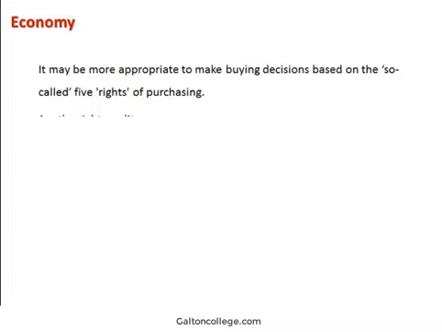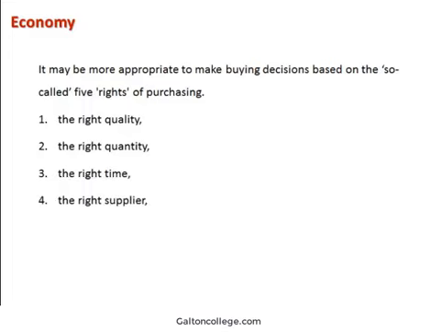It may be more appropriate to make buying decisions based on the so-called 5 rights of purchasing. So trying to get the right quality, the right quantity, the right time, the right supplier, and the right price. So these are the 5 rights of purchasing. It's easy when we write them down. It makes it look an easy task. In fact, it is extremely complicated to achieve in practice.